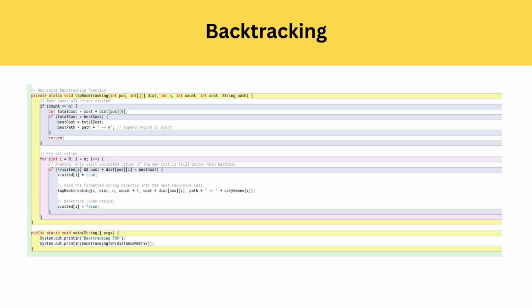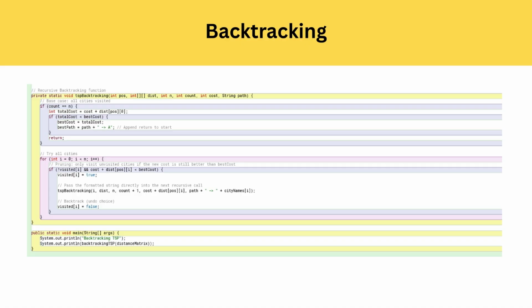Next, there are two key parts. First, the base case. When all cities are visited, the program calculates the total cost including returning to the starting city, and it updates the best result if it is smaller. Second, the loop. The program tries all unvisited cities and only continues if the cost is still smaller than the current best cost. That's what we call pruning.